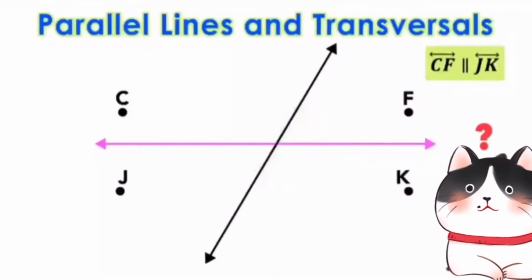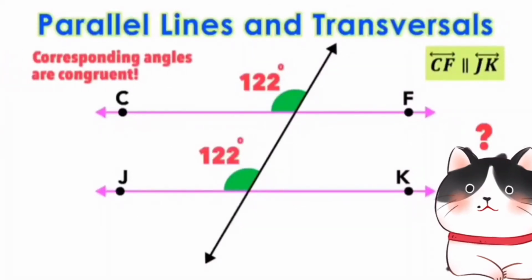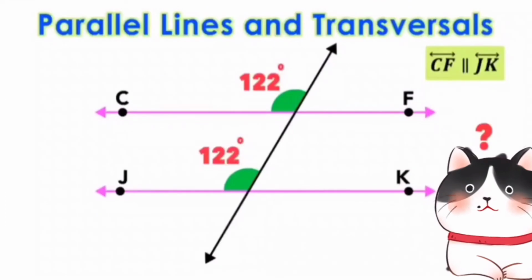Now, what this relationship tells us is that when we have parallel lines cut by a transversal, we can say that the corresponding angles are congruent. So if our obtuse angle on line CF were 122 degrees, then our obtuse angle on line JK would also be 122 degrees, again because corresponding angles are congruent. Cool. Now here comes the cool part. If you know one of those angles, you can find all of the remaining unknown angles.